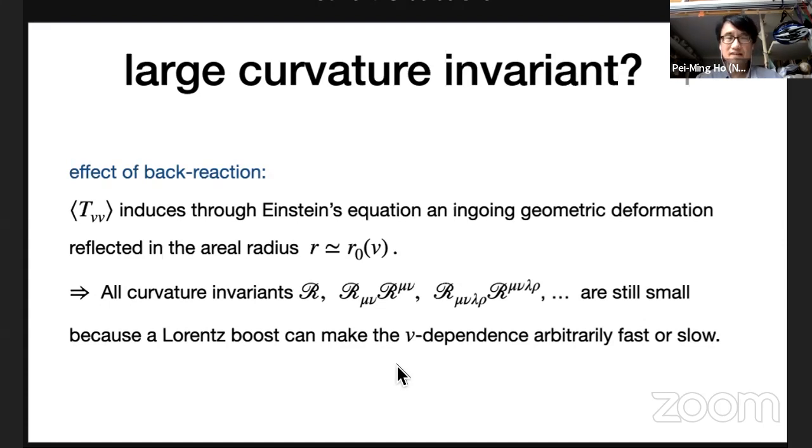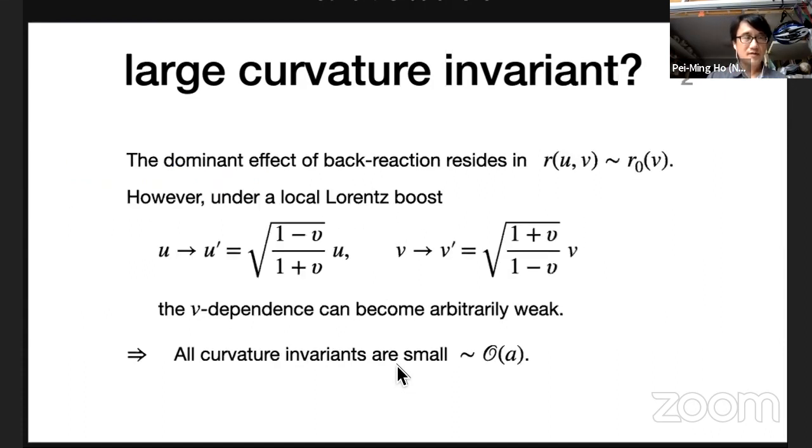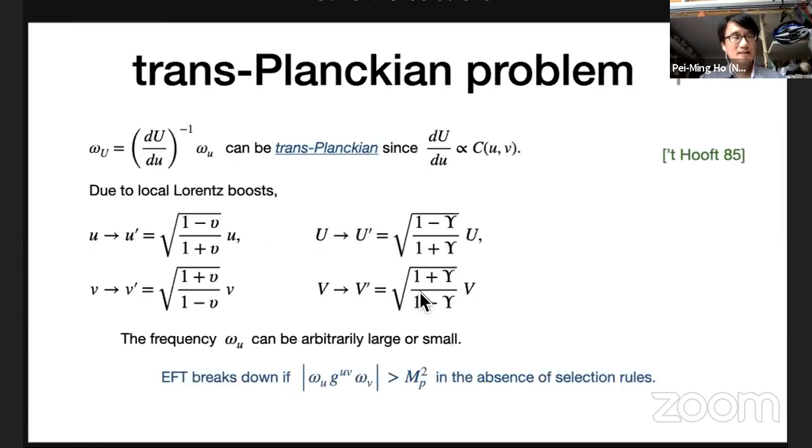So people have checked these. They also checked that on a nice time slice, the extrinsic curvature is also small. So the geometry is still very smooth. This is what I already said: you can do a Lorentz boost, so you do not expect a large curvature.